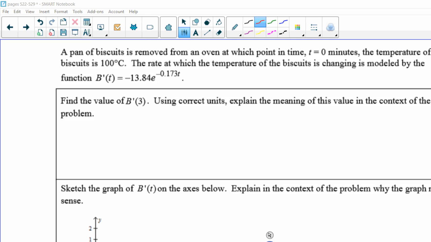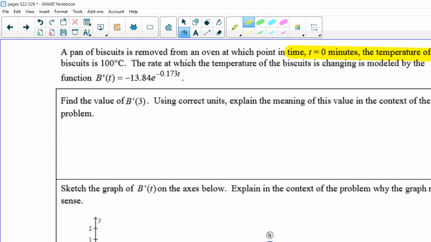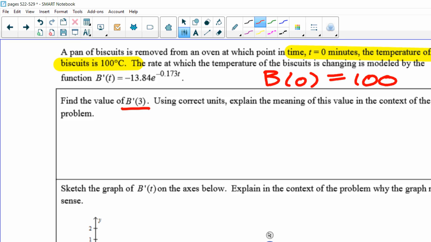A pan of biscuits is removed from an oven, at which point in time t equals 0. The temperature of the biscuits is 100 degrees Celsius. When you see something like this, I would really encourage you to stop and write something down. Now, if you'll notice here, this is B prime of 3. So I'm assuming that they're meaning temperature is going to be B. So I'm just going to go and write B of 0 is 100, so I don't forget that I have that piece of information.